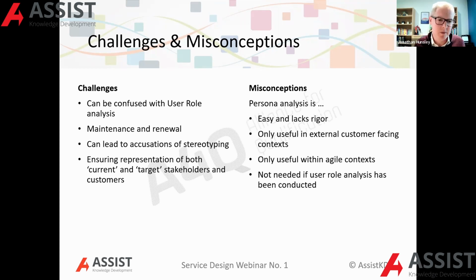I think one of the other challenges is making sure that you've got a representation of both your current customers, your stakeholders, and a representation of perhaps those customers or stakeholders that you want to target. And so if you're using data to develop your personas, you may or may not have data on your target customers. Some misconceptions: one of the biggest misconceptions is that creating personas and developing them is easy.